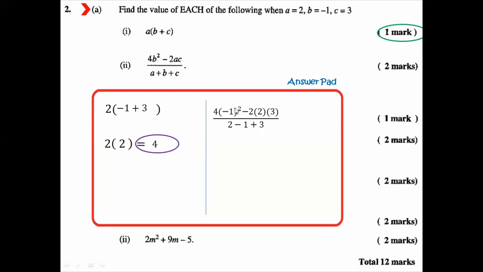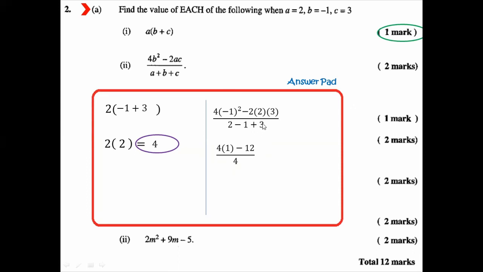When we square a negative number, it means a negative 1 times a negative 1, which is going to be a positive 1. So it's 4 times a positive 1, that's going to give us 4. And then what we're going to have is 2 times 2, which is 4 times 3, which is 12. And that's the top. So 4 times 1 is 4. And 2 times 2 times 3 is 12.